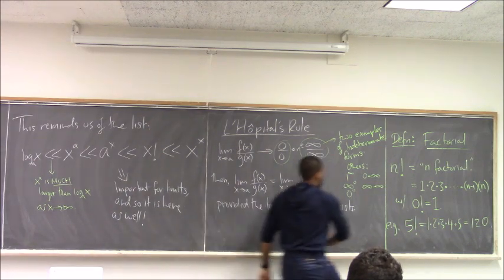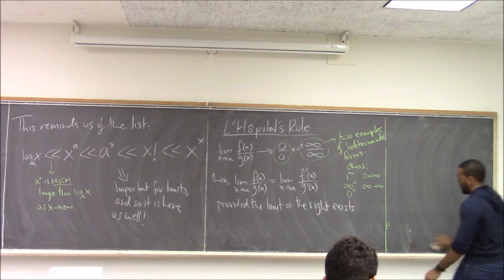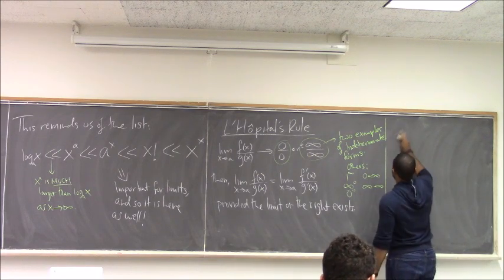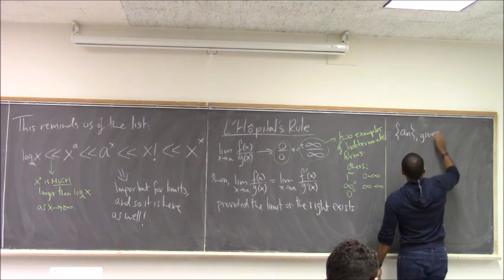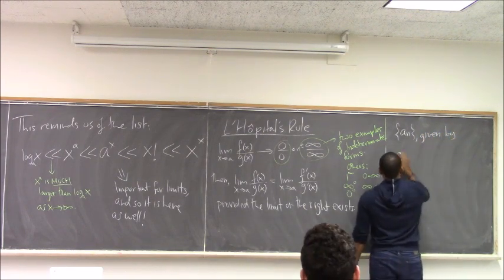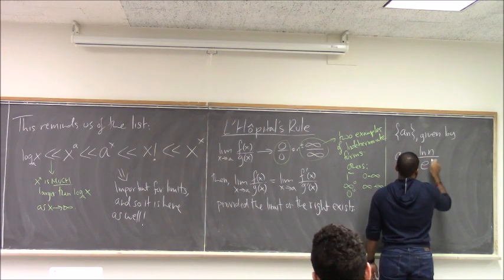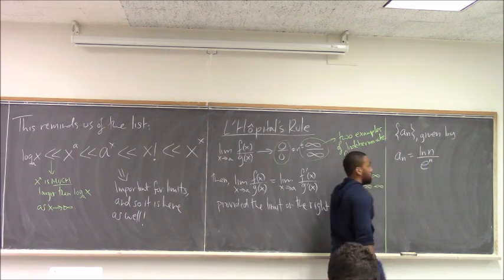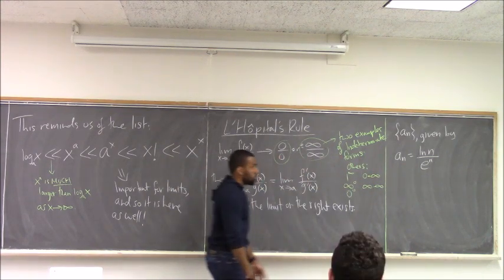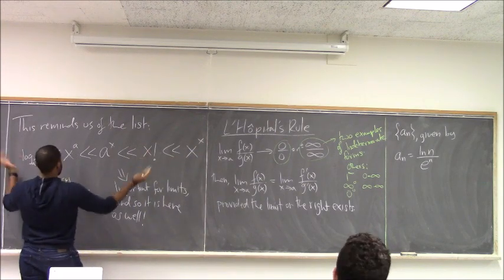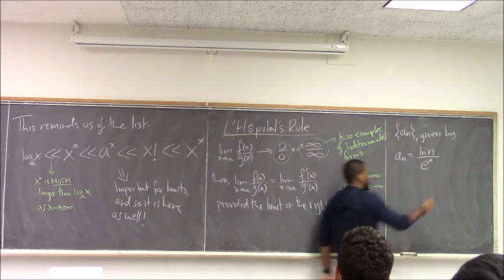So if you have, for example, a_n given by a_n equals ln n over, say, e to the n, or whatever, you want to know if that converges or what it converges to. Well, one way you can do that is to just recognize from this list that the exponential is going to be larger than the logarithm, and so that obviously would converge to 0.